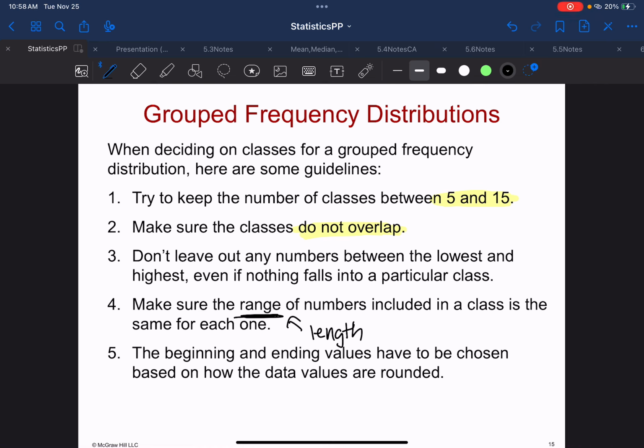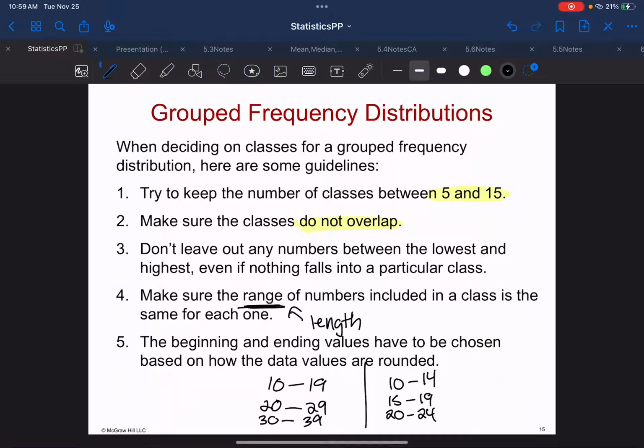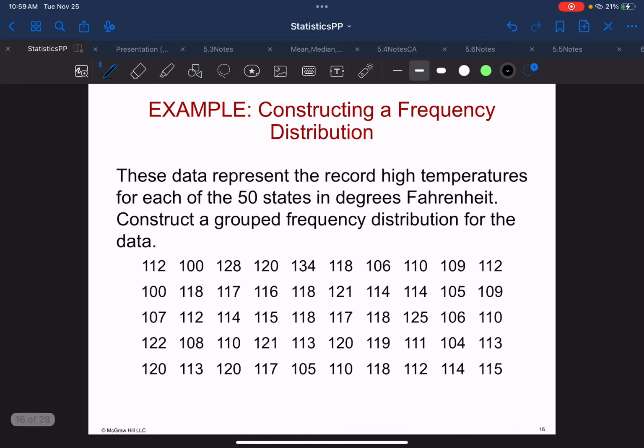So if I started one at 10, I would want to start the next one at 20. So this would go from 10 to 19, 20 to 29, 30 to 39. But I could also do like 10 to 14, and then 15 to 19, and then 20 to 24. So that would be lengths of 5, sorry. Okay.